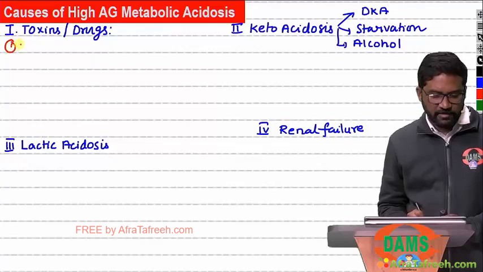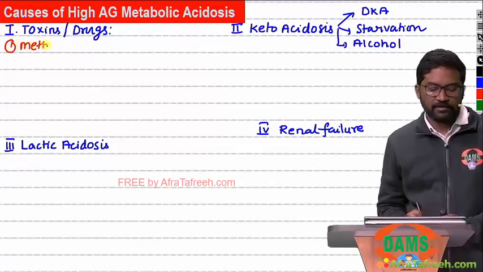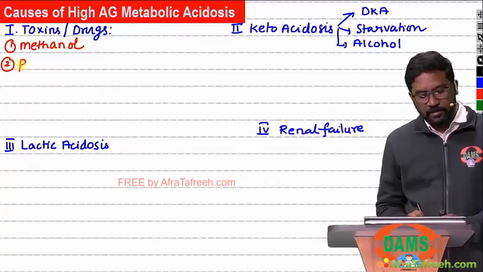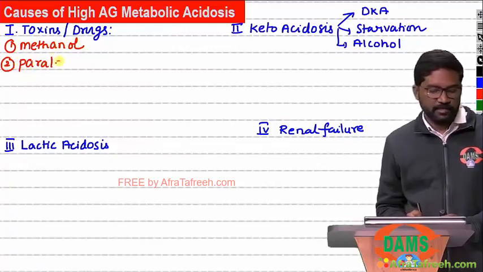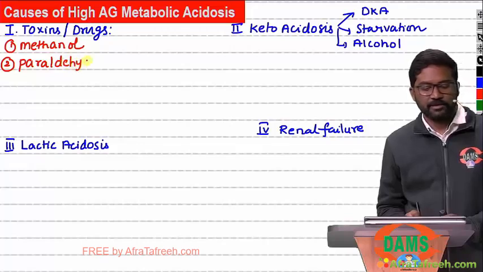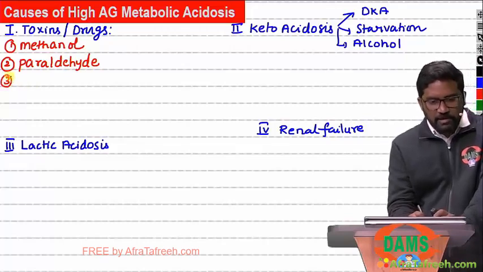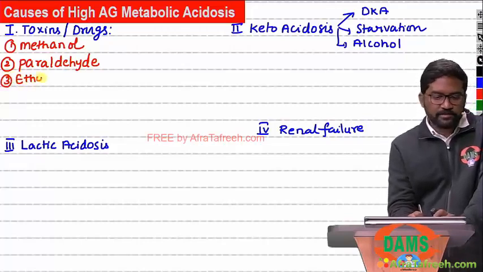Let us start with toxins or drugs. Toxins such as methanol. Methanol can be converted into acid, formic acid. Then paraldehyde. This aldehyde can also be later converted into acid. Third, ethylene glycol poisoning.